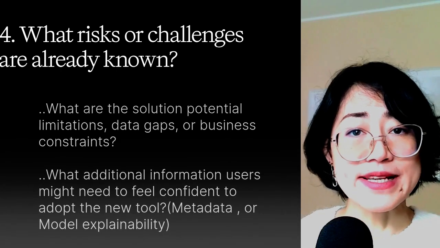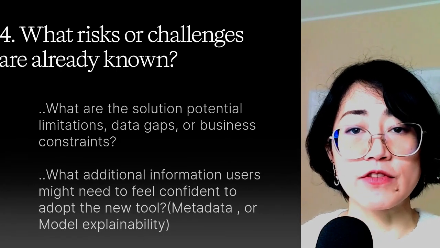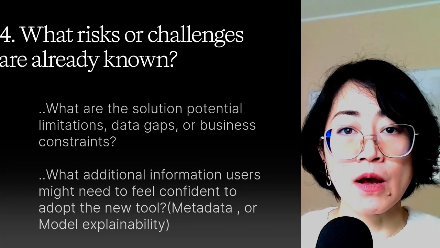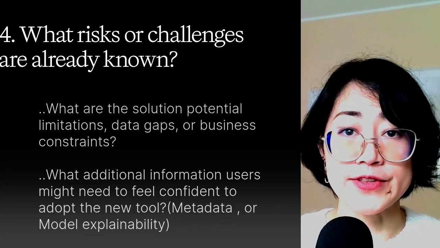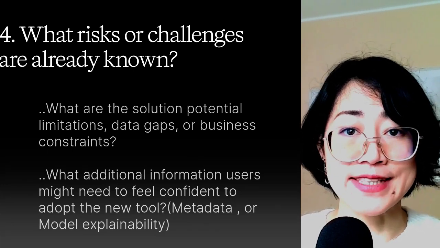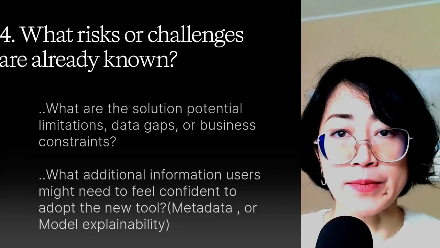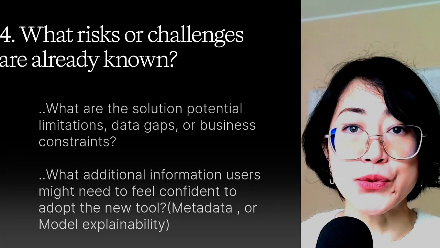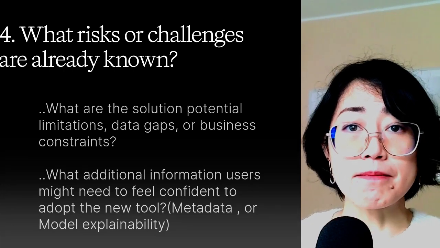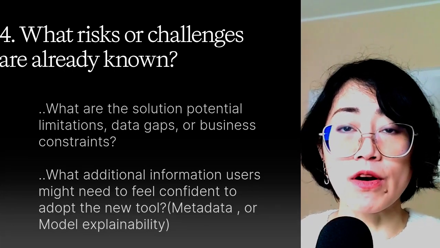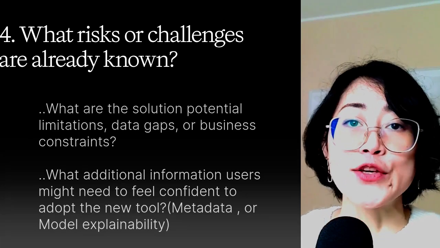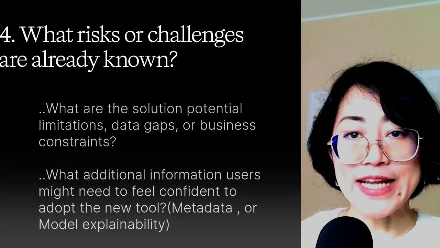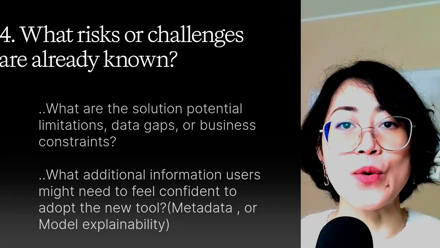Fourth, what risks and challenges are already known? For example, be transparent about the potential limitations, data gaps, or business constraints upfront to the user and tech partner. What additional information might the user need to feel confident adopting this new tool in the future? Maybe the metadata about the data source or the model explainability. You have to plan this upfront. When you're actually talking about execution and adoption, then you will be in a better situation.